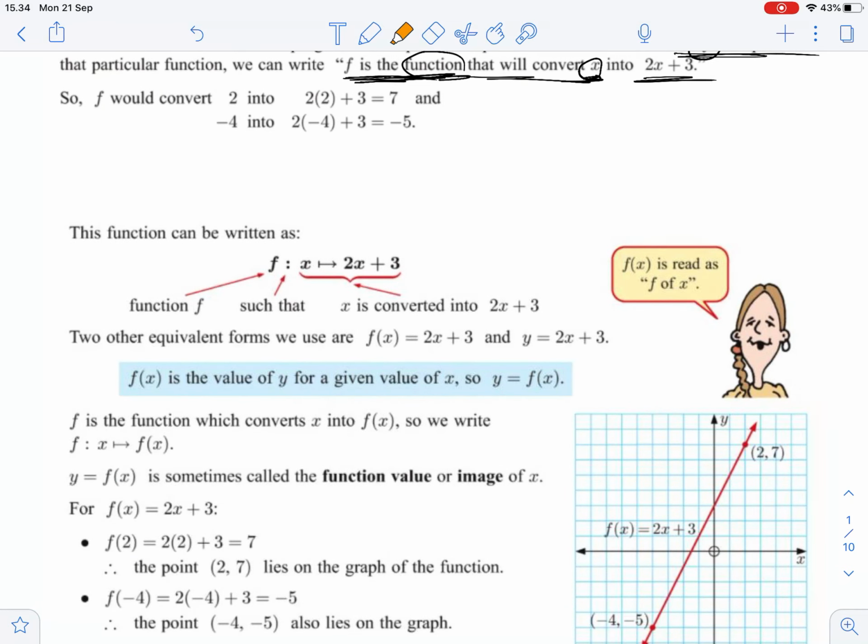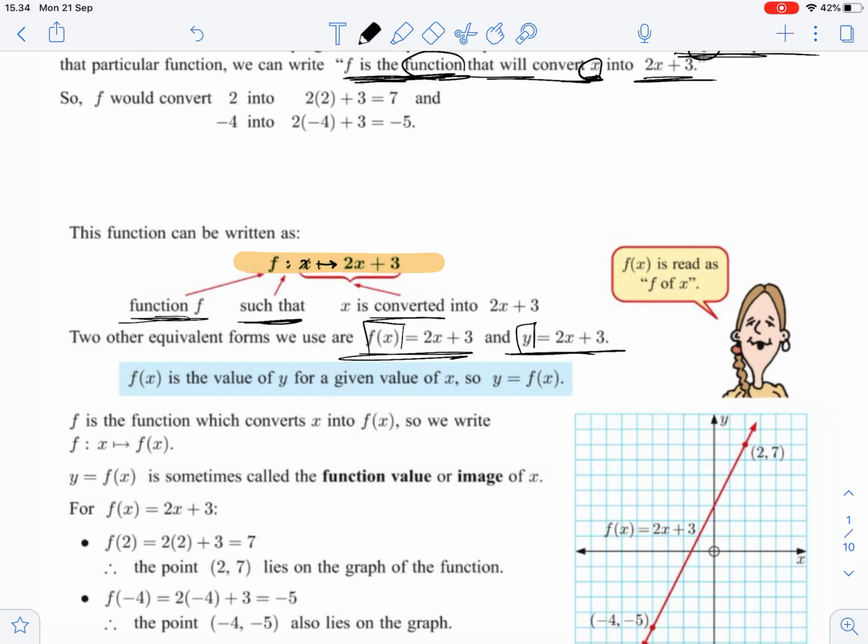Okay. Here's some terminology to get underneath your belt. If I have this expression right here, notice that f is the function f. These two dots mean such that. And then you can read that x, this arrow right here, just means that x can be converted into 2x plus 3. Of course, we can write it like this or write it like such.